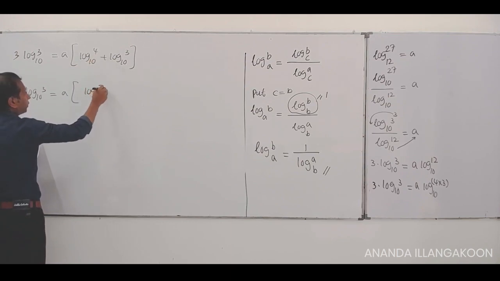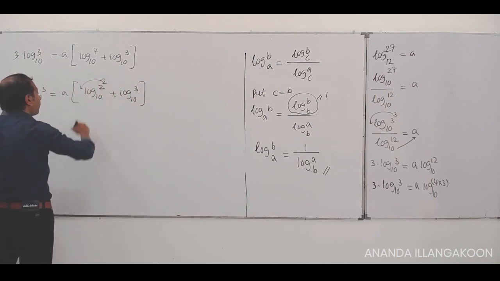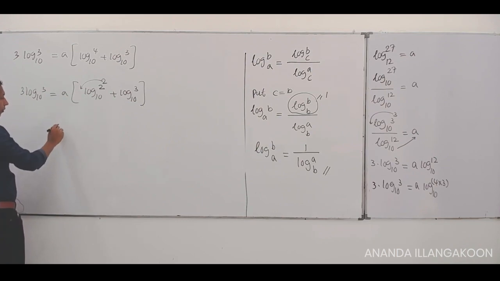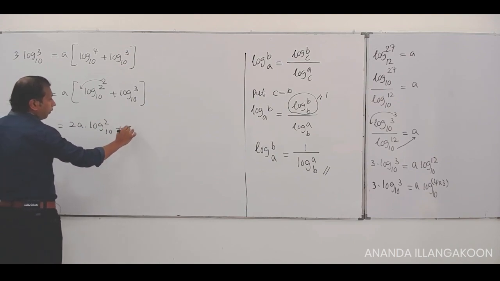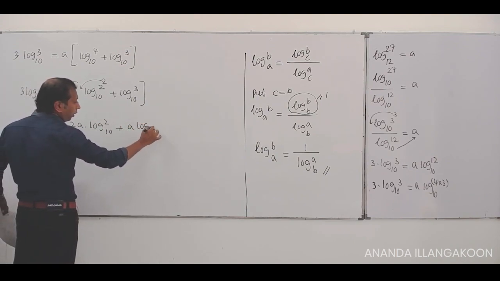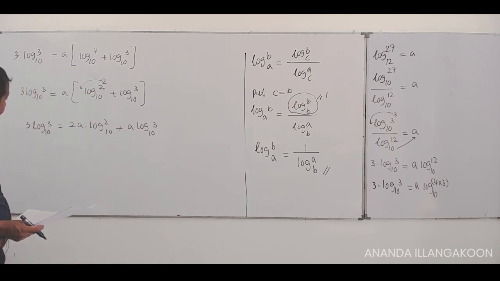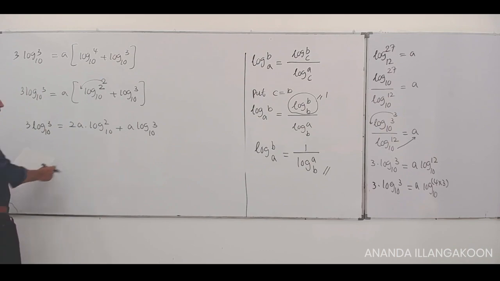This 4 I can write as 2 squared. Bring this before, then we get 2 here. By this a, multiply this, what do you get? 2a log base 10 of 2 plus a log base 10 of 3 here, and 3 log base 10 of 3 here. We are asked to make log base 10 of 2 the subject, no? Bring this side, divide by 2a. When I take this to this side, people, that becomes minus.